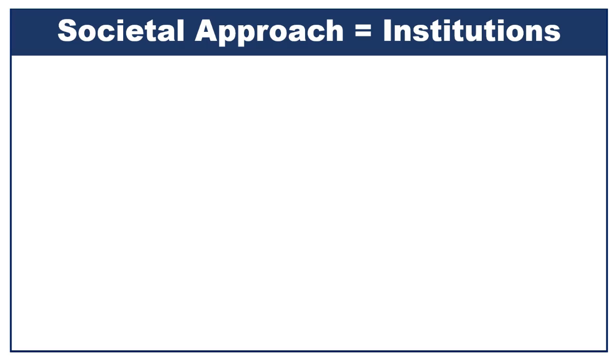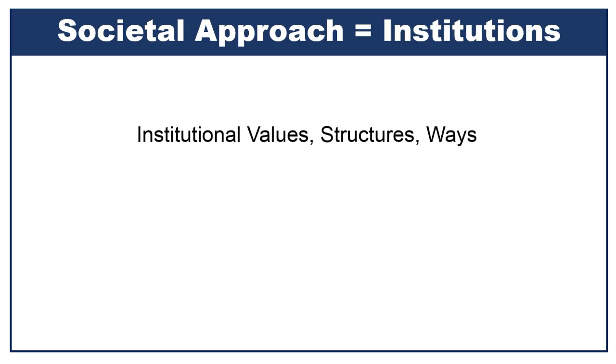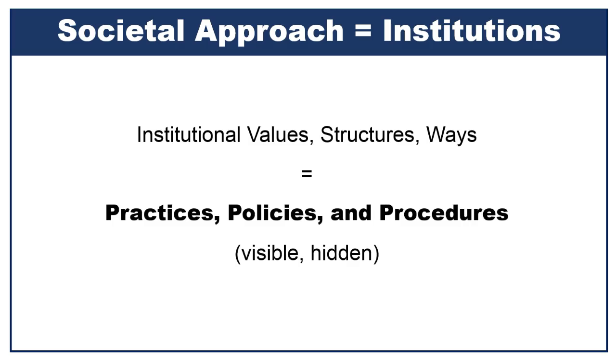In order to fully appreciate the drive behind the civil rights movement and the ultimate passage of the Civil Rights Act of 1964, it's important to take pause and take a look at how societal approaches are embedded within institutions. And you can think of institutions as having values, structures, and ways, and that these ultimately manifest themselves in practices, policies, and procedures. And these can be visible or they can be hidden.